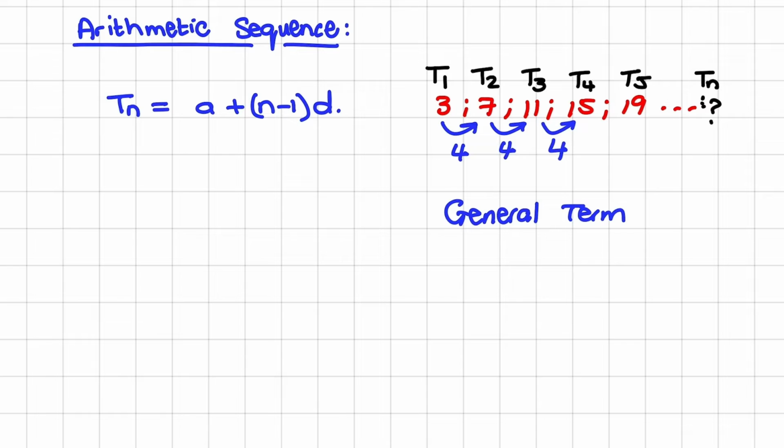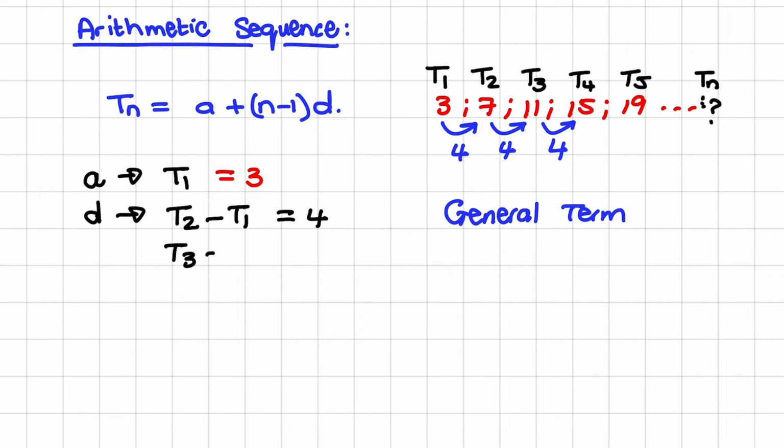Now let us discuss what a, n, and d mean in this pattern. a is the first term in the pattern. So in this example, we have a equals 3 because that's the first term of our pattern. d represents the constant difference between terms, and we saw that the constant difference between these terms is 4. So d is the difference between term 2 and term 1, which equals 4, and the difference between term 3 and term 2, which is also equal to 4.